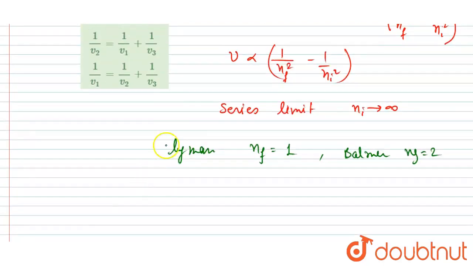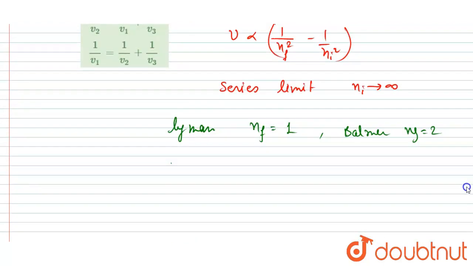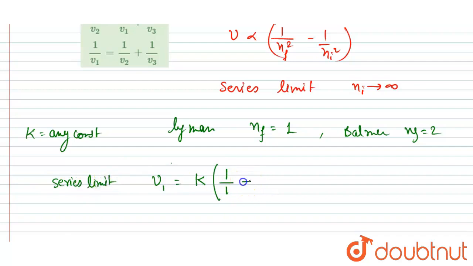Now you can put the values, and you know that the frequency is directly proportional to this difference. So the frequency for the first case, the series limit for Lyman, let's say is k, any constant. So I will write k times 1 upon 1, since for Lyman the n final is equal to 1, and for the series limit I will write 1 minus 1 upon infinity, so it will be equal to k.